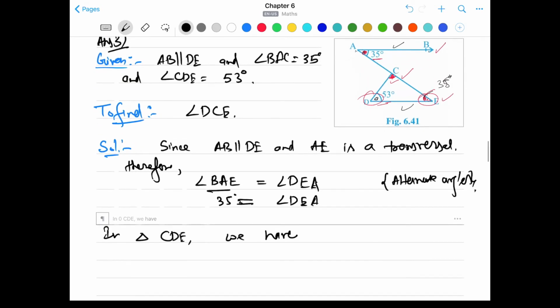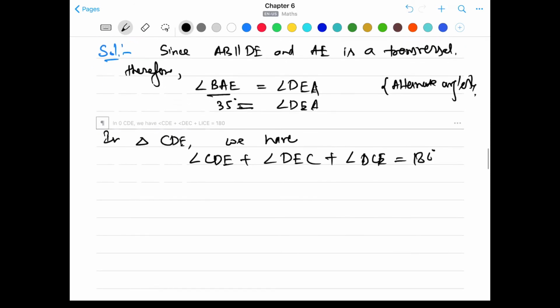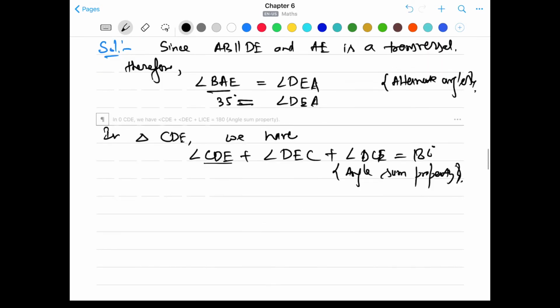Let's add all three angles. We have the first angle, angle CDE, plus angle DEC, plus angle DCE, and they will be equal to 180 degree. This is by the angle sum property of a triangle. Okay, so CD is given in the question, which is 53 degree.